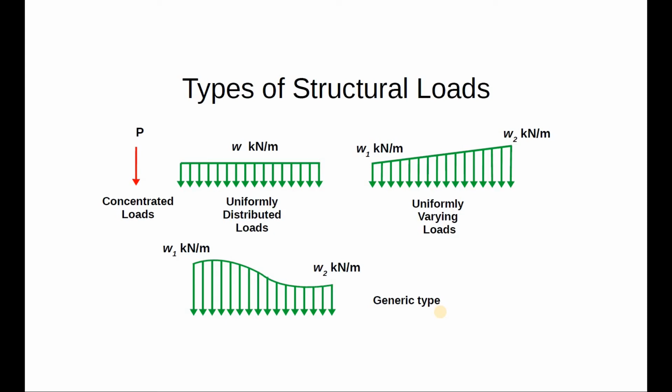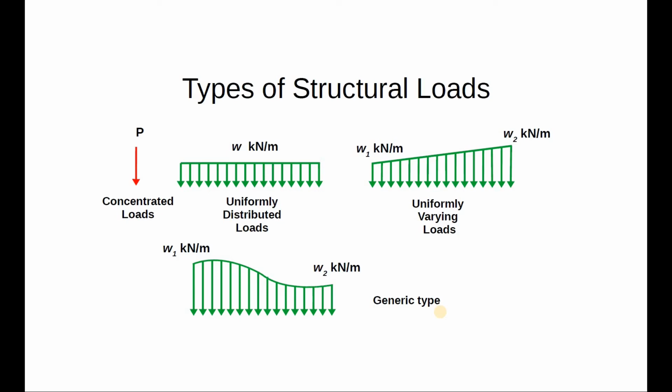The uniformly varying load is having varying intensity along the length of the structural element. The variation of intensity is linear in this case. Examples include self-weight of the structural element having uniformly varying cross-section along its length, the hydrostatic pressure, and the earth pressure behind the retaining wall.